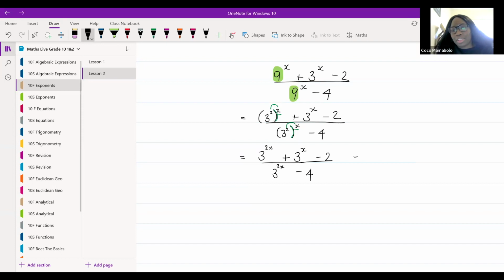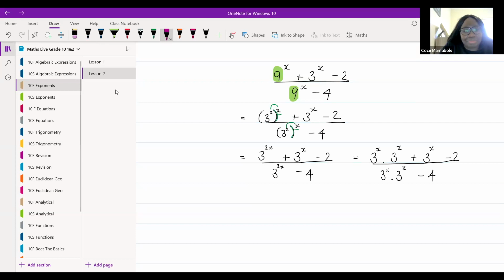All right, let's split the 2 x's. How would I split the 2 x's? 3 to the power of x plus x. Good. So we get 3 to the power of x times 3 to the power of x plus 3 to the power of x minus 2 over 3 to the power of x times 3 to the power of x minus 4. What's our next move, guys? Substitution. Good. K substitution or any other letter substitution, whatever you like.